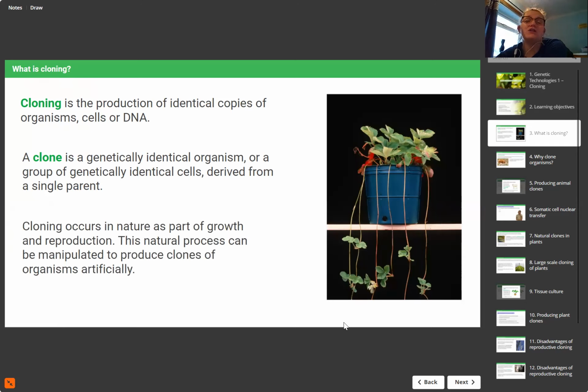Cloning does occur in nature. Often we assume cloning is this sort of sci-fi thing of cloning of sheep and humans, but it does occur in nature as part of growth and reproduction. And this natural process can be manipulated to produce clones of organisms artificially, but lots of plants and other organisms do clone naturally as part of their growth and reproduction cycles.